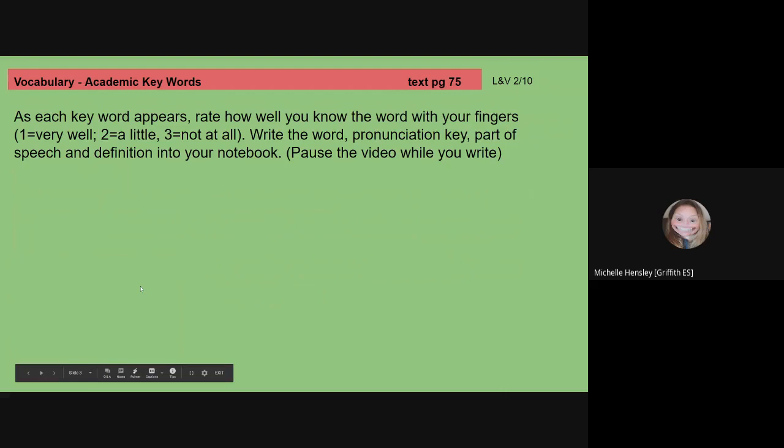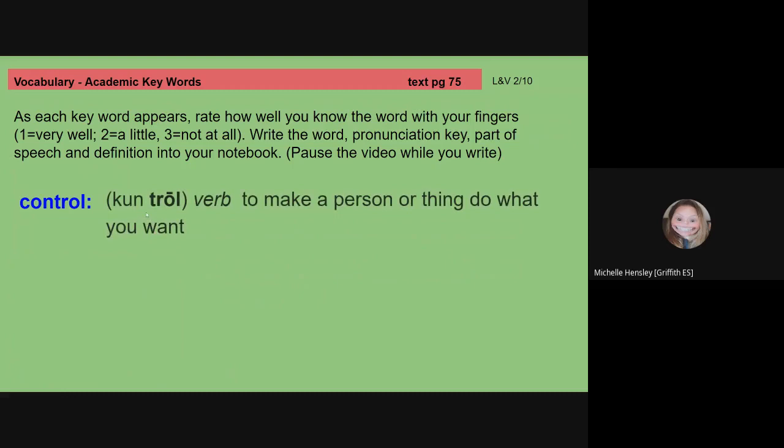All right, our second word of the day, control. How well do you know control? Is that a 1, a 2, or a 3 for you? Control, also 2 syllables. Control is a verb. It's an action word, and it means to make a person or thing do what you want. To make a person or thing do what you want.